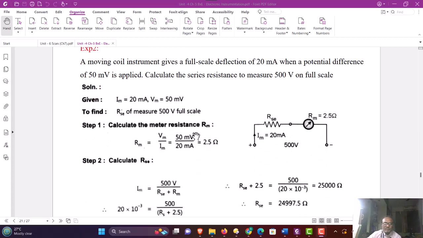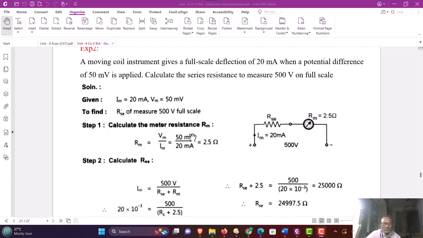Another example, a moving coil instrument gives the full scale deflection of 20 milliampere, means when 20 milliampere current is flowing through the coil, the pointer will be deflected to the maximum value of the reading when the potential difference of 50 millivolt is applied. Okay. Calculate the series resistance required to measure 500 volt on full scale. So this is the question of converting a PMMC instrument to a voltmeter.